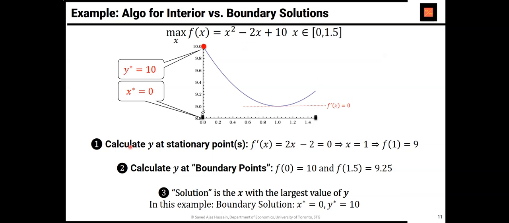First, you find the value of y at all stationary points. Take first derivatives, 2x minus 2, set that equal to 0. You're looking for stationary points, and the only stationary point here is x equals 1, at which point y takes the value of 9, right here. Then calculate the value of y at all boundary points. So the value of y when x is equal to 1.5 is 9.25, and the value of this function when x is equal to 0 is 10. I'm going to ask myself which of these is the highest number, 9, 9.25, or 10. Well, obviously 10 is the highest number, which means the solution is at the boundary where x is equal to 0.